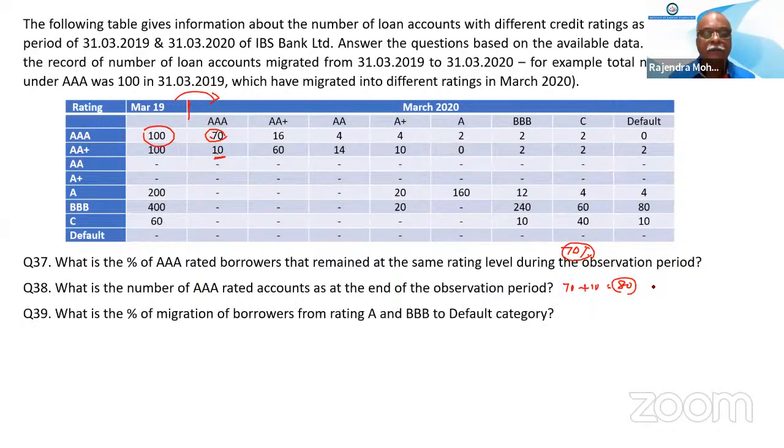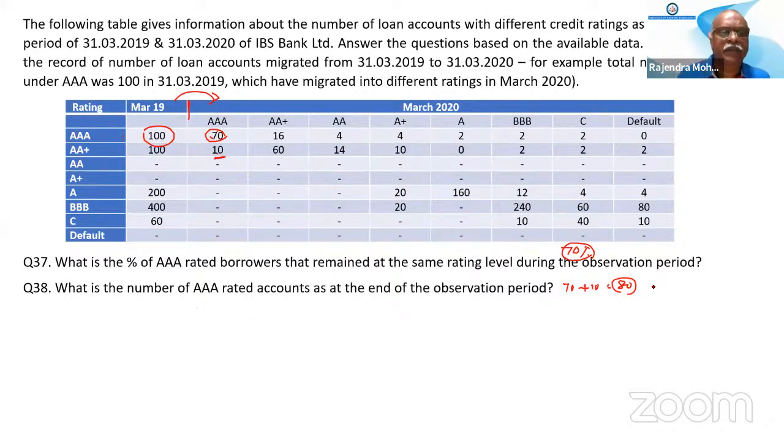So AA plus is also AAA. Pardon? Plus AA plus is also AAA. No, what is your question? 90. Sorry, See, sir. out of what is your question? Sorry, sir.